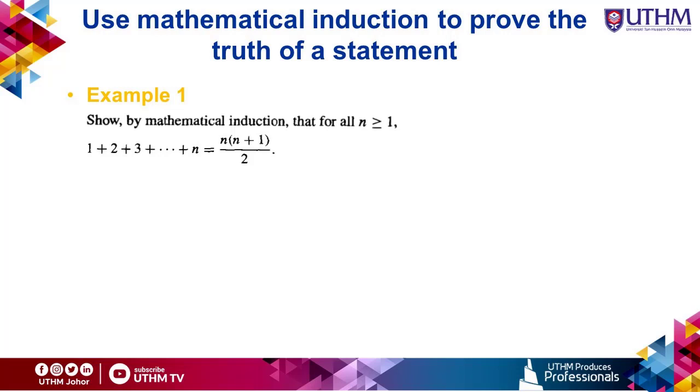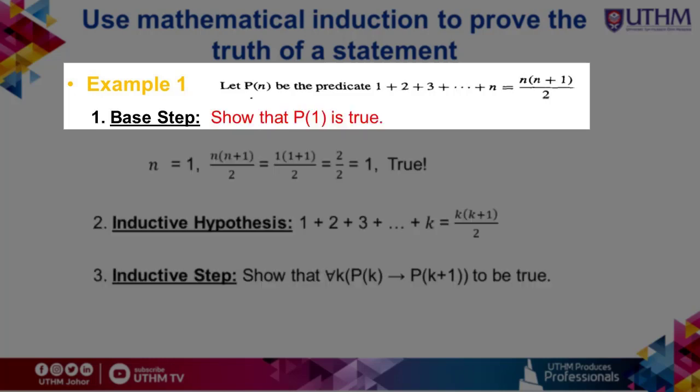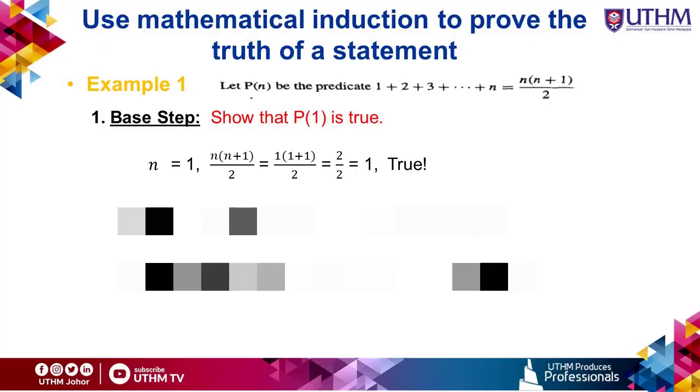Based on the question given on the slide, we should use mathematical induction to solve the problem. Now, let Pn be the predicate of the statement. We have to prove that P1 is true during the base step. When n equals 1, we must show that the equation at our right-hand side is also 1. You have to replace n with 1 in the equation as shown on the slide. Since 2 over 2 gives us 1, it is proven that P1 is true.